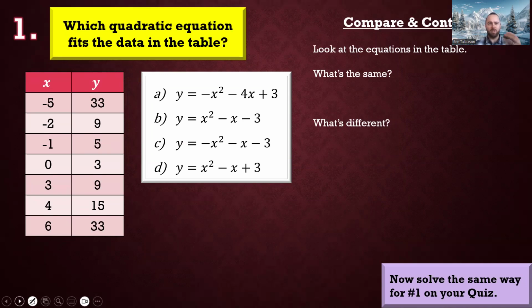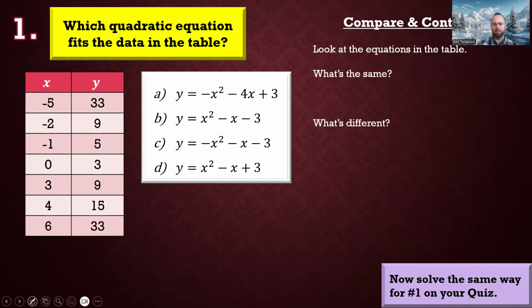Of course, this question isn't exactly the same as your quiz question, but it's so similar that it will definitely help. When we're looking at this, we want to start with a compare and contrast because they're asking us which quadratic equation in this white box fits the data in the red table. So let's compare and contrast first the options for our answers. That'll really help narrow things down.